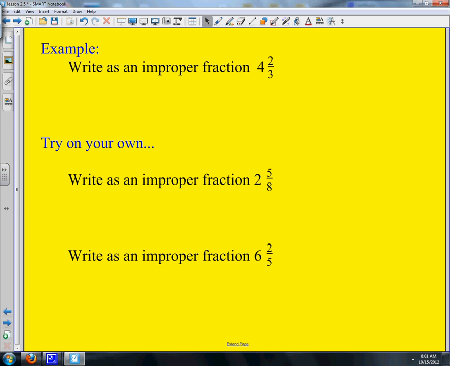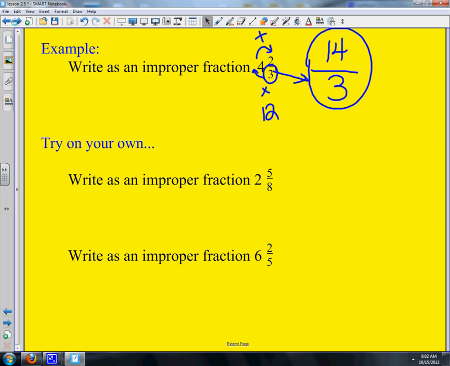All right, so example, write as an improper fraction, 4 2/3. So start at the denominator, which is 3. I start there. I multiply it, times it by 4, so that's 12. And then I add it to 2, so that's 14 over, and now what do I put? I put my same denominator on the bottom, which is 3. So it would be 14 over 3.